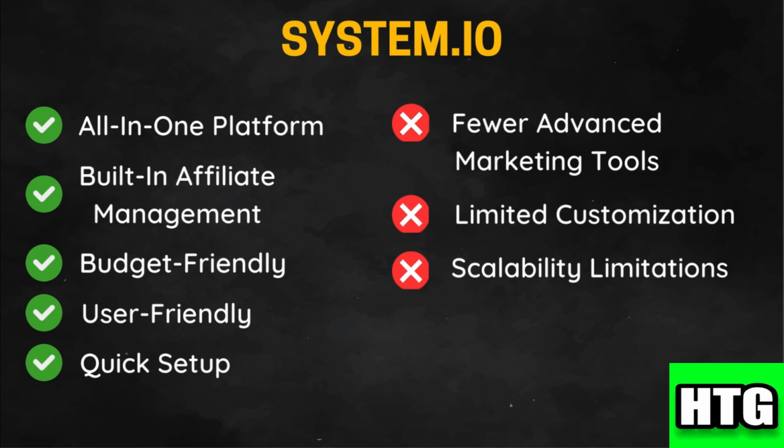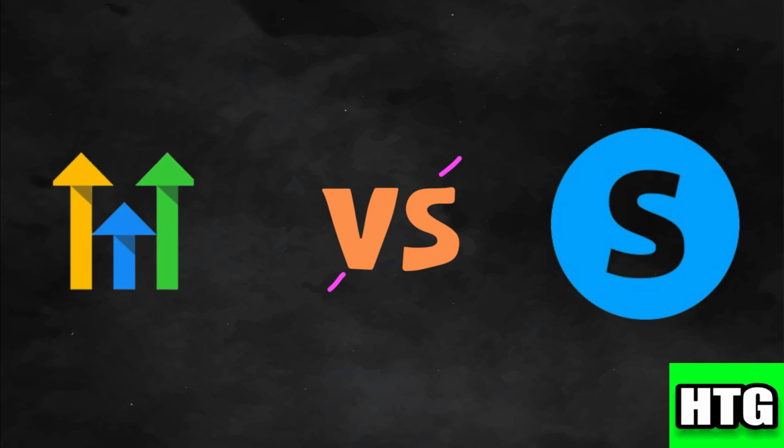Choosing between GoHighLevel and Systeme.io depends on your business's specific needs and budget. In 2024, the better choice depends on whether you prioritize advanced features and customization, GoHighLevel, or affordability and ease of use, Systeme.io. That's all for this video.